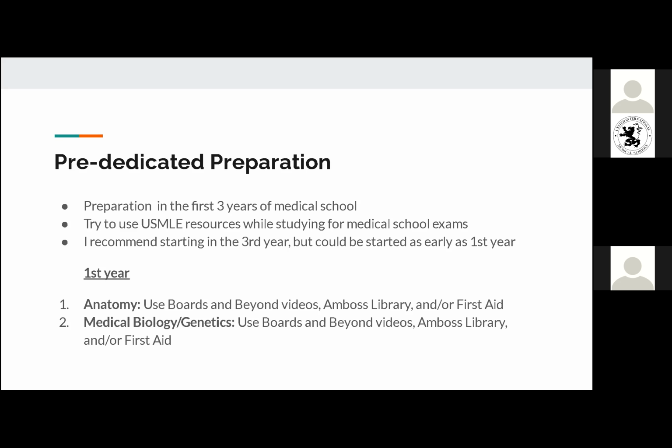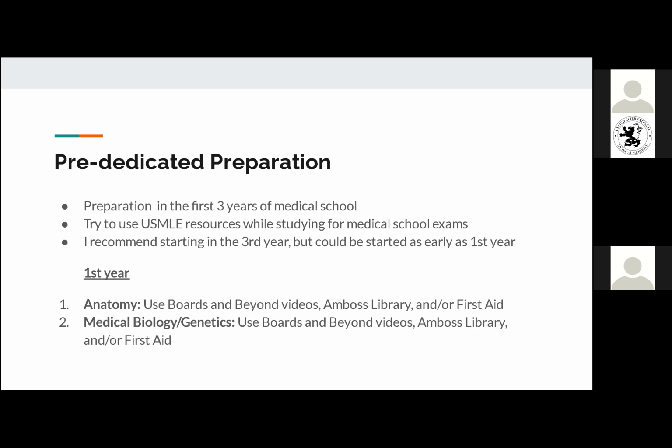But first, the pre-dedicated. So this is the preparation in the first 3 years of medical school. It's just simple. You have to try to use USMLE resources while studying for medical school exams. So I recommend starting in 3rd year. This is what I did, but you could start as early as 1st year because there are some 1st year subjects that are important and you can use some USMLE resources for them.